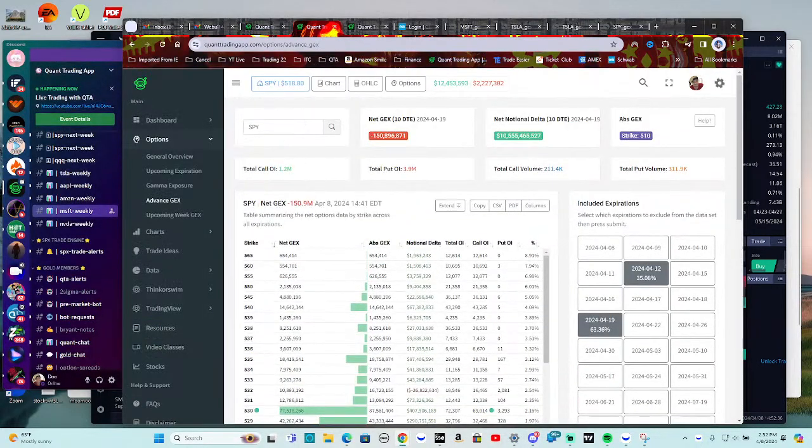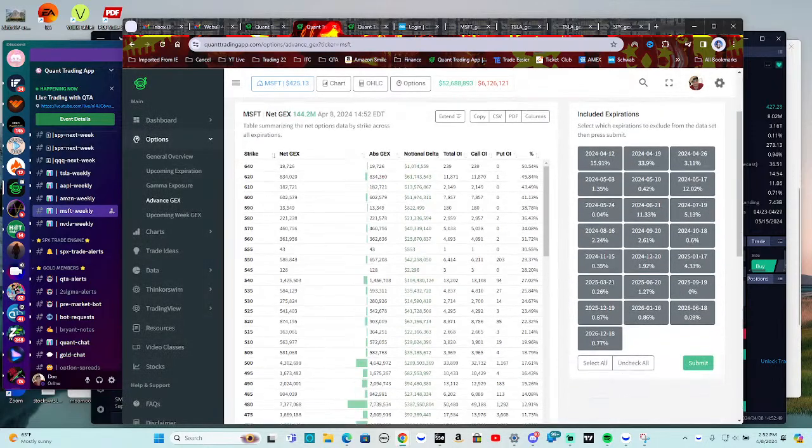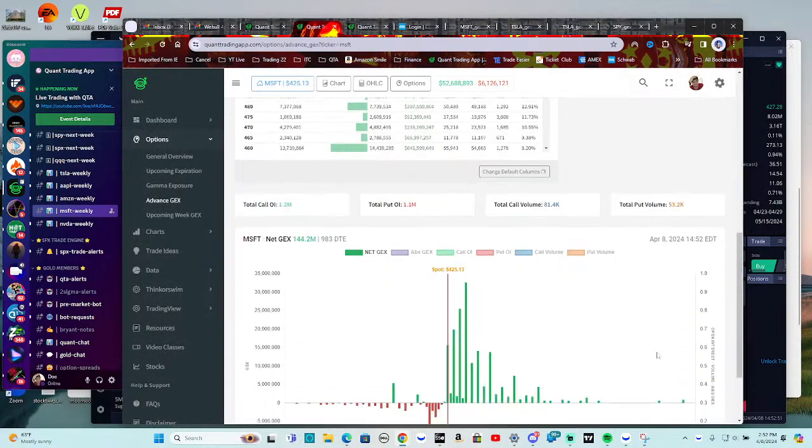Deeper and deeper. We'll pull up an advanced GEX to really get into the grapes and raisins in there. I don't think that's a real phrase. I just made that up. And we're going to uncheck all. You know what? Let's see what it looks like.